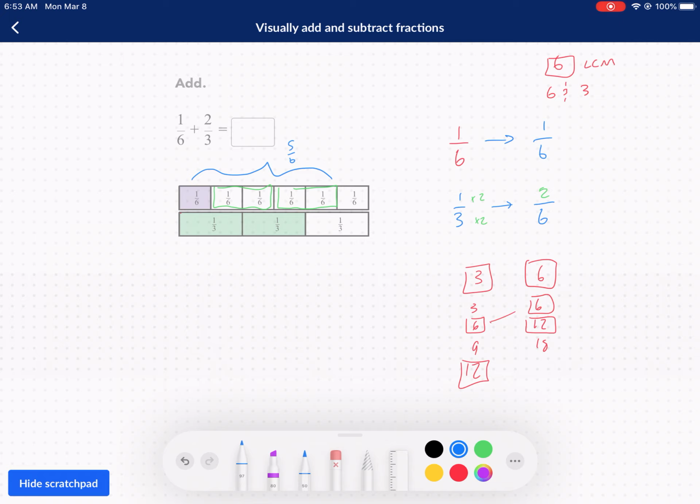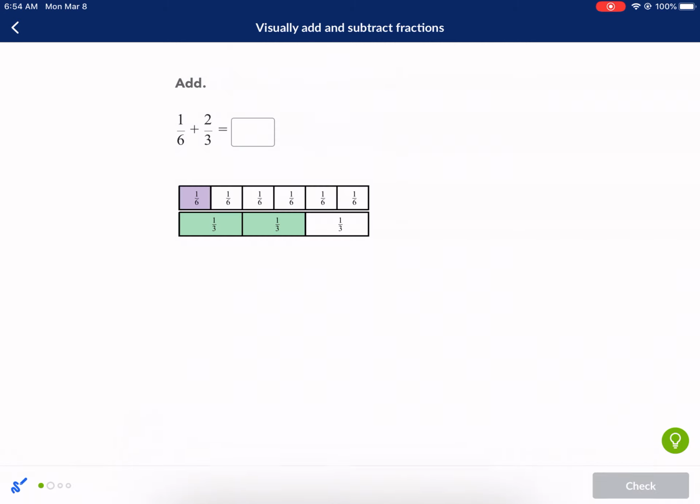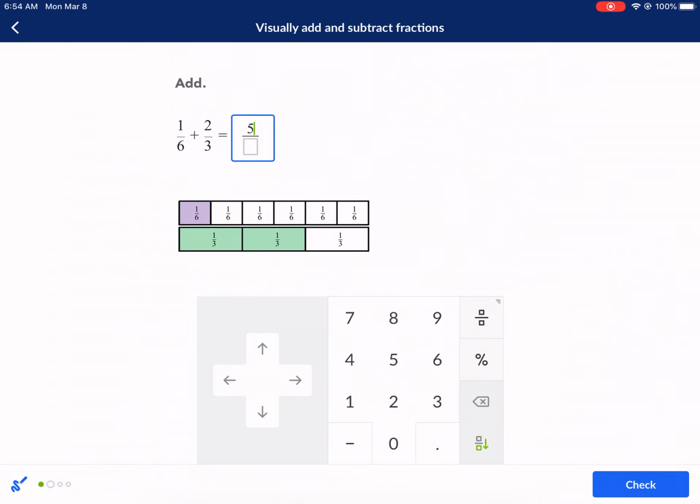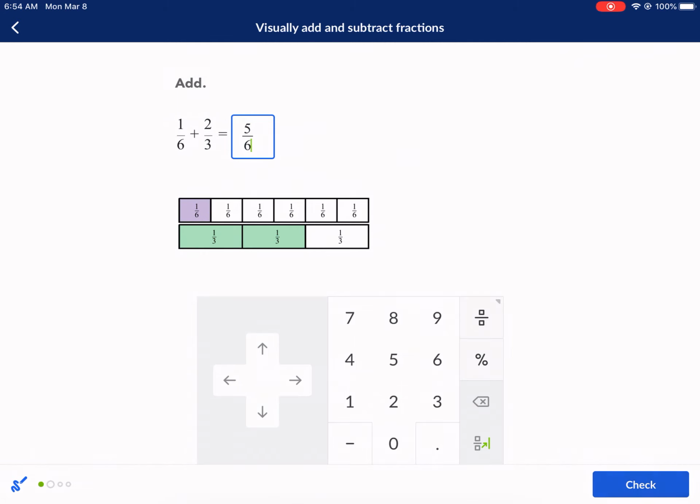Oh, sorry, I put 1/3. I meant 2/3 here. So let me change that number. Apologies. So that should be 4. I was wondering what? Okay, so that should be 4. So we do 1 over 6 plus 4 over 6. Add the tops, keep the denominator the same, 5 over 6. 5 over 6. Check it.